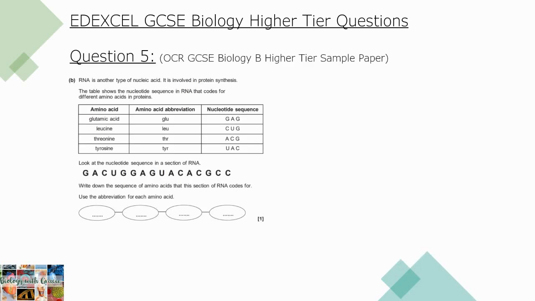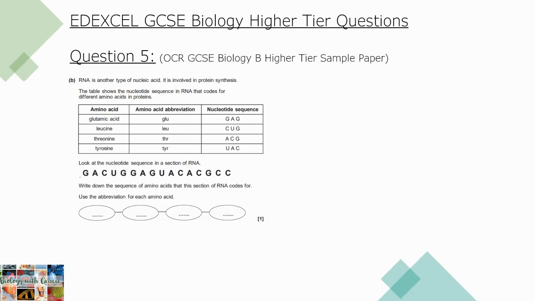Question 5, which is from OCR GCSE Biology B higher tier sample paper. So RNA is another type of nucleic acid. It is involved in protein synthesis. The table shows the nucleotide sequence in RNA that codes for different amino acids in protein. So we've got our amino acid, then we've got the amino acid abbreviation, and then the nucleotide sequence. So it says, look at the nucleotide sequence in X section of RNA. Write down the sequence of amino acids that this section of RNA codes for. Use the abbreviation for each amino acid.